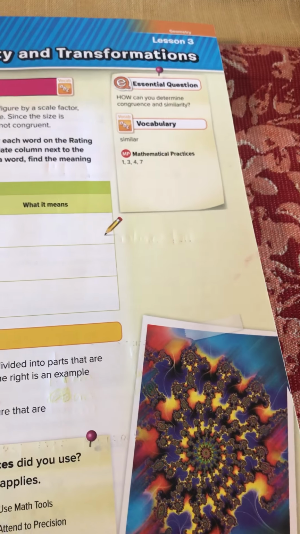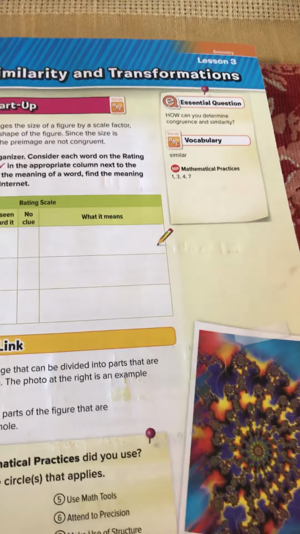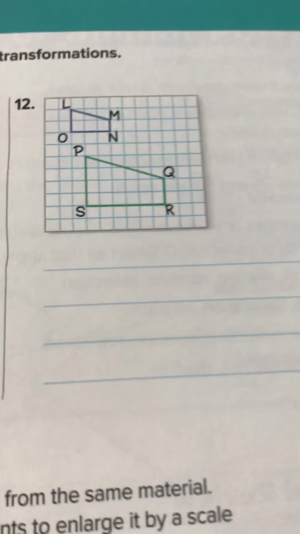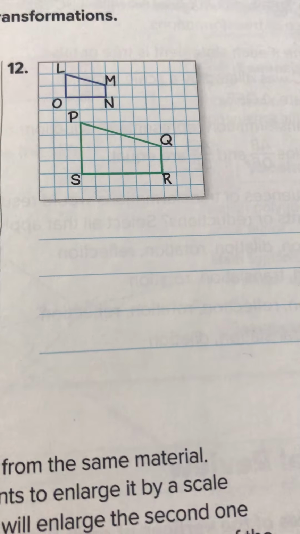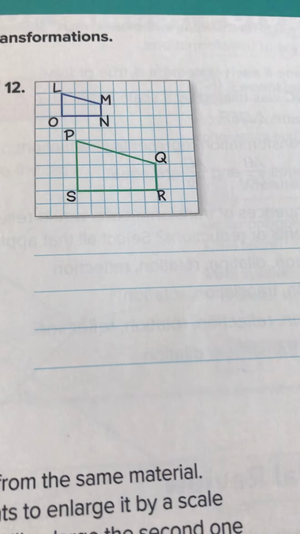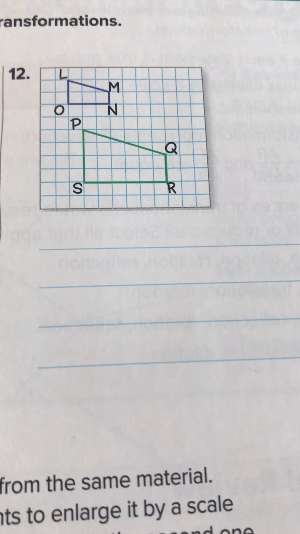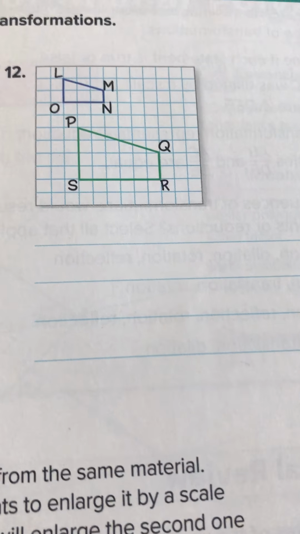In chapter 7, lesson 3, we're talking about similarity and transformations. So in this case, we're talking about how when you do the transformations of dilation and reflection and translation and rotation, the shape when you do a dilation will stay the same with the proportional side lengths. So the angles will be the same.